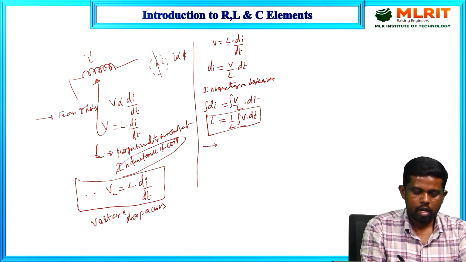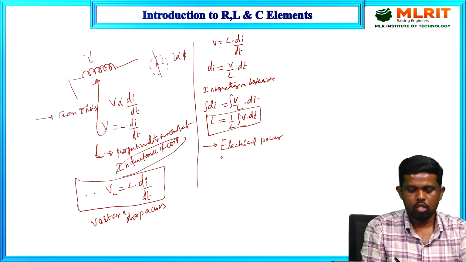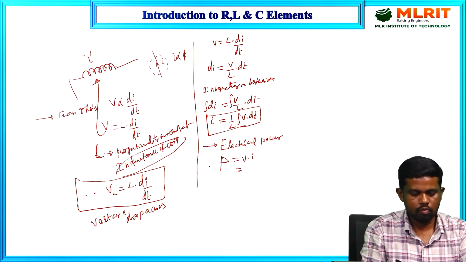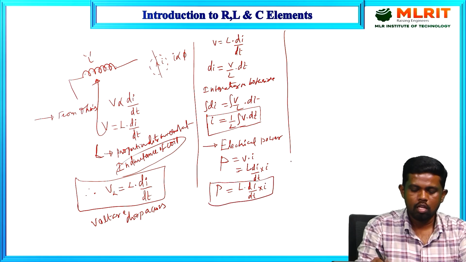Next, we need to find the electrical power consumed by the inductor. That is P equals V into I. Instead of V, we can write L into di by dt, into I. Therefore, P equals L into di by dt into I. This is the electrical power consumed by the inductor from the source.